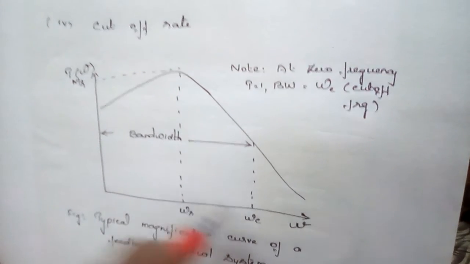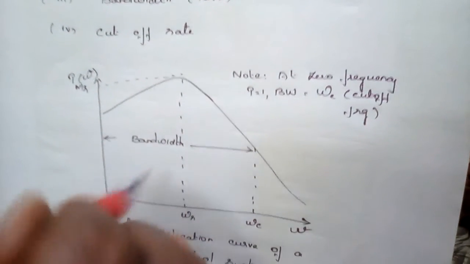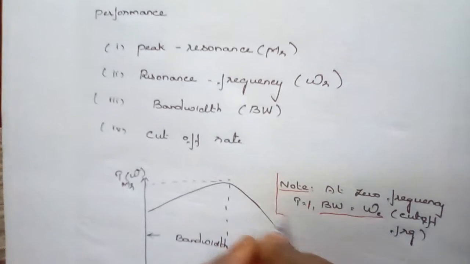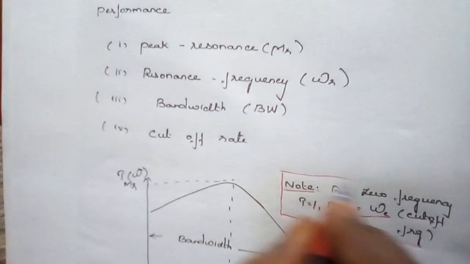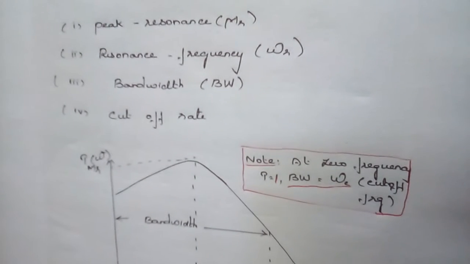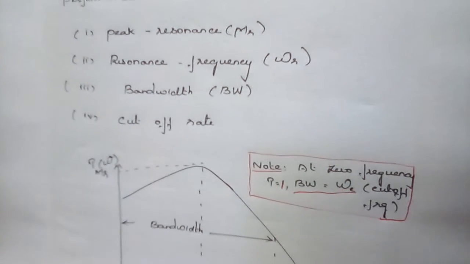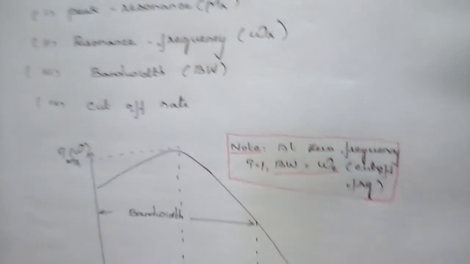In the magnification curve, we are supposed to note that at zero frequency, the magnitude will be equivalent to 1, and the bandwidth will be equivalent to the cutoff frequency. This is very much to be noted while doing an analysis by means of frequency domain specification. Let us see the definitions one by one. The first definition is peak resonance.